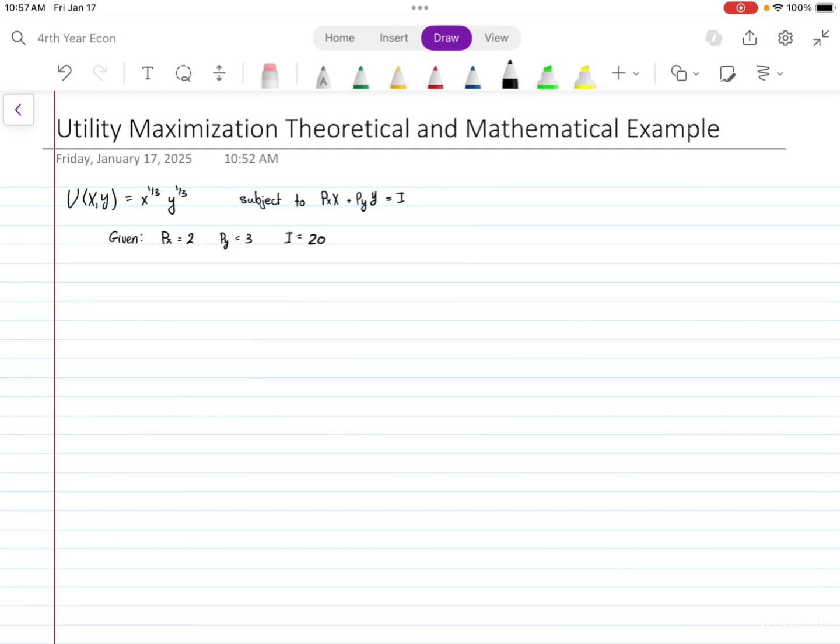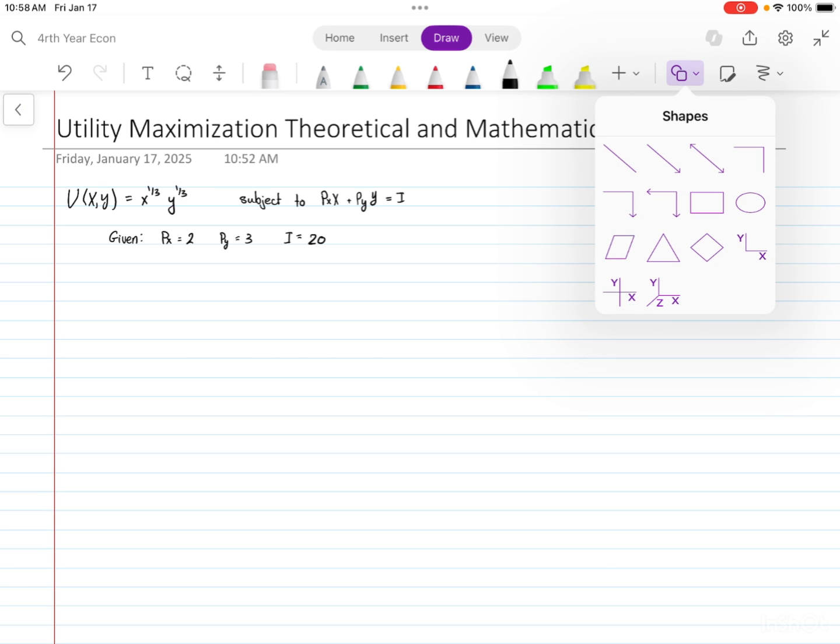So today we're going to look at utility maximization. We're going to first tackle an example and go over a theoretical explanation as to why that is. We're given this Cobb-Douglas function, x to the 1/3, y to the 1/3, and we're trying to find out at what quantity of x and what quantity of y is utility maximized.